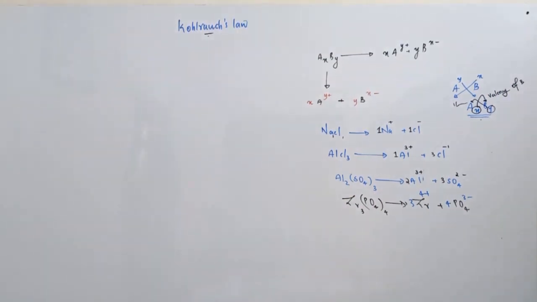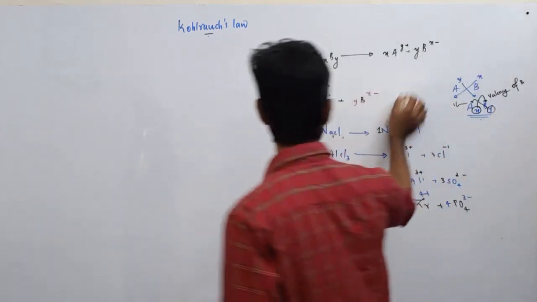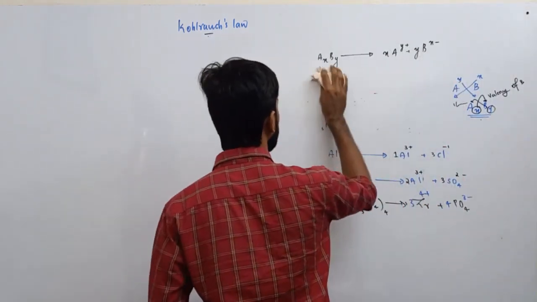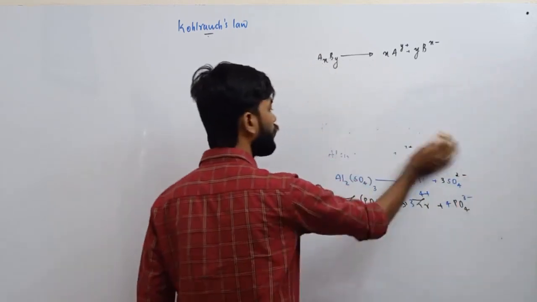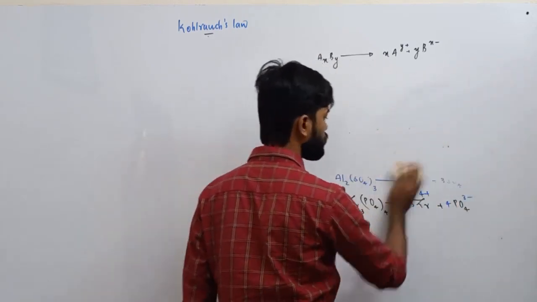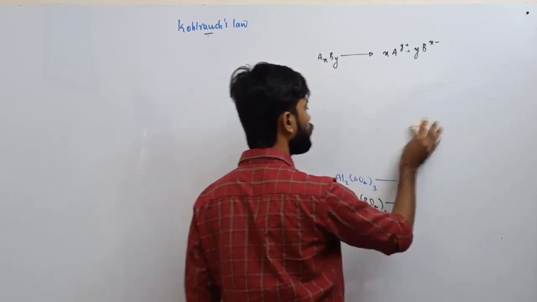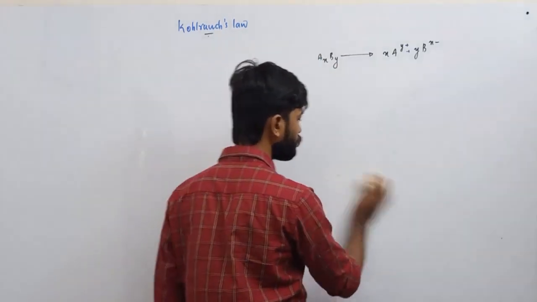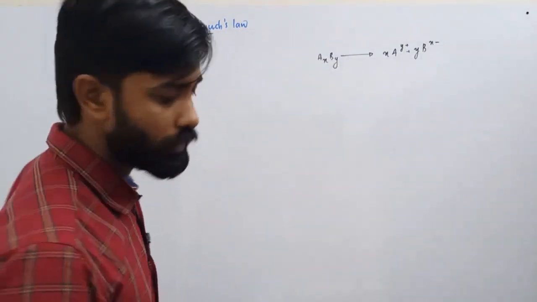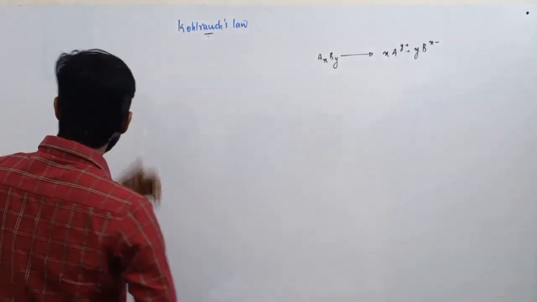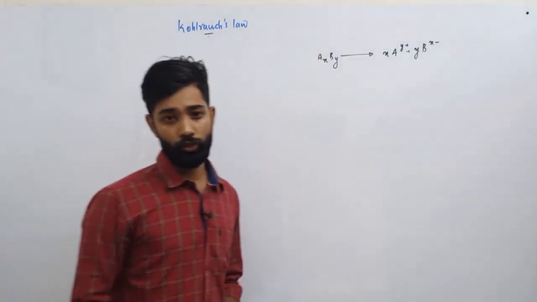And this is very useful in your Kohlrausch's law, and moreover in your solubility product of equilibrium. In ionic equilibrium, there is a section of solubility product, where we require this. Fine. Listen here. So let me define Kohlrausch's law.